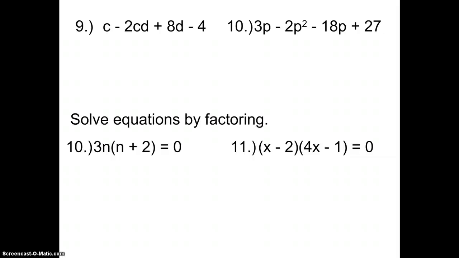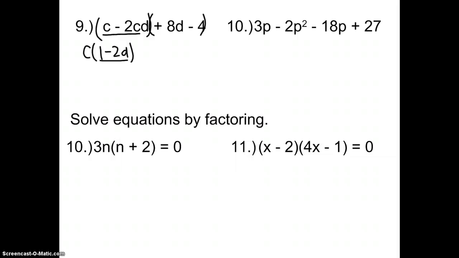So this is factoring by grouping, number 9. We're going to group the first two and group the second two. We look to see what we can pull out of the first term, and we can factor out a c, and we're left with 1 minus 2d.